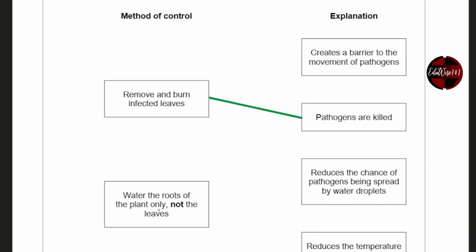Water the roots of the plant only, not the leaves. If you water the roots, then it's not going to wash off the fungus elsewhere. So it reduces the chance of pathogens being spread by water droplets. There you go.